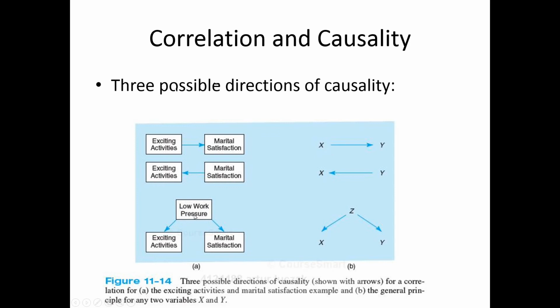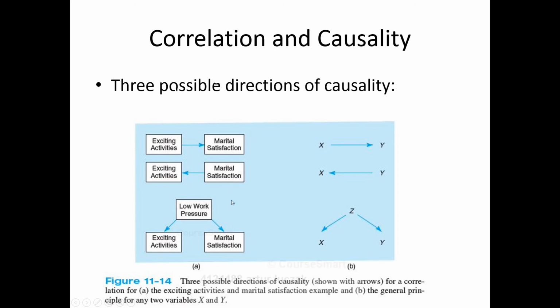There could be some other factors, like for example work pressure, which is affecting both things. So let's say that if both people have less work pressure, then they have more time for exciting activities and it also causes more satisfaction in marriage. So it does not have to be that exciting activities are directly affecting marriage, but rather some other variable. And from the correlation coefficient, we will not get an answer as to which of those things is true. To do it, we would need some additional studies.